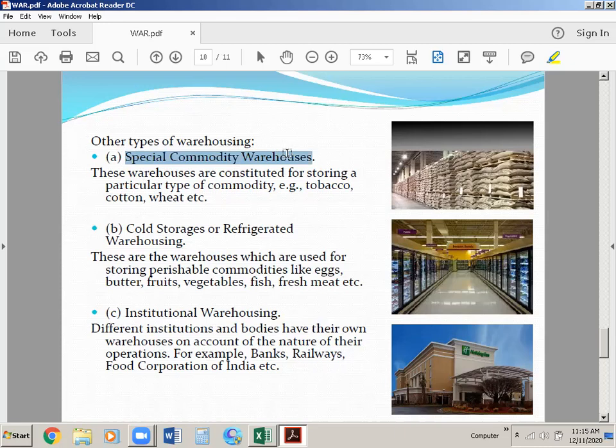Number one, these warehouses are constituted for storing the particular type of commodities like tobacco, cotton, wheat. Second, we have cold storage and refrigerated warehousing. What are refrigerated and cold storage? These are warehouses which are used for storing perishable commodities.